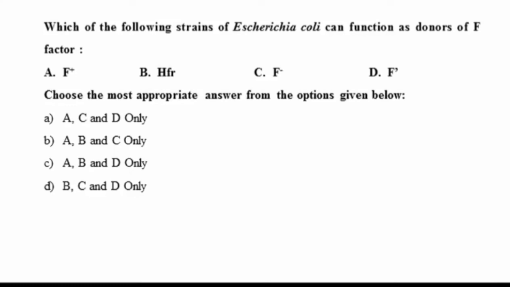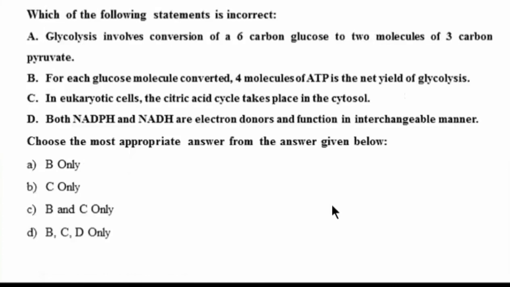Now further, the integrated F factor occasionally leaves the chromosome of an HFR cell and moves back to the cytoplasm, in some rare cases carrying a few host chromosomal genes along with it. The modified F, called F prime, can transfer these specific host genes to a recipient cell in an infectious manner. Hence, F positive, HFR, and F prime, all of them can function as donors of F factor. So, the correct answer to this question is option number C.